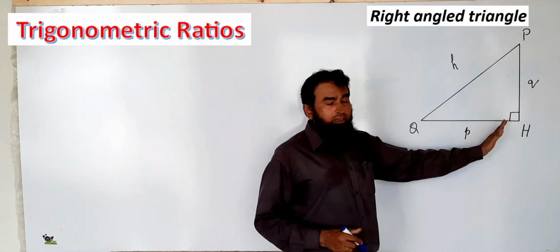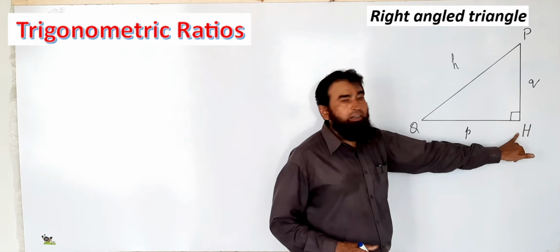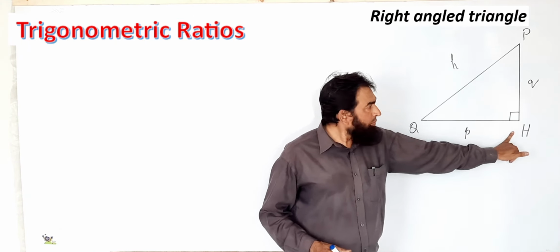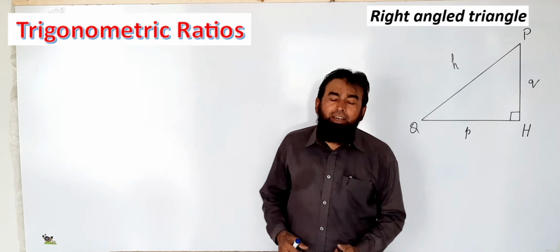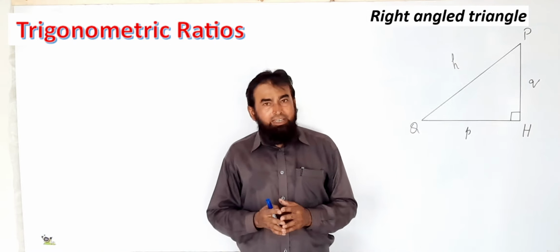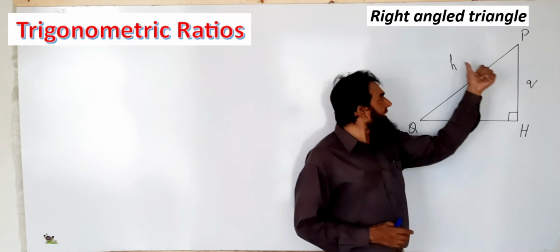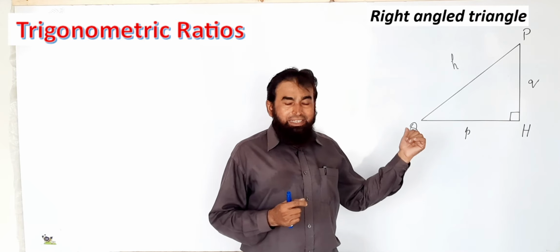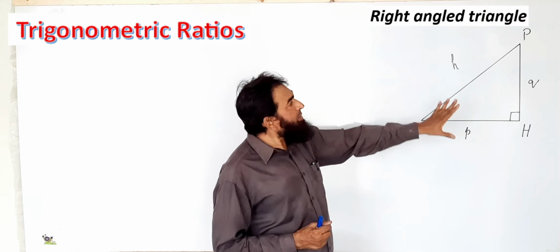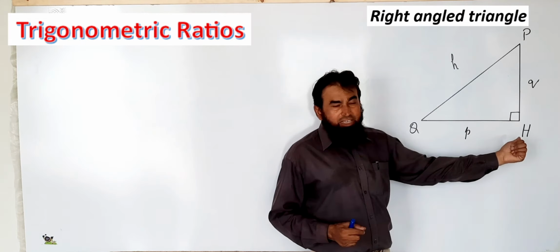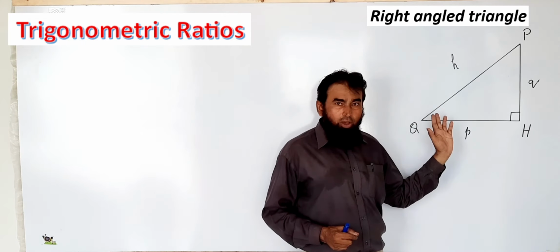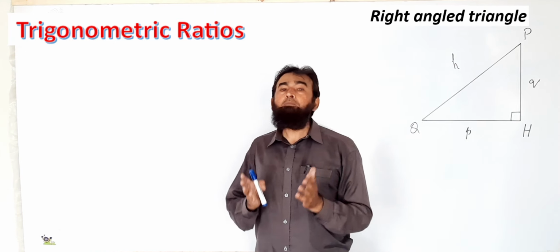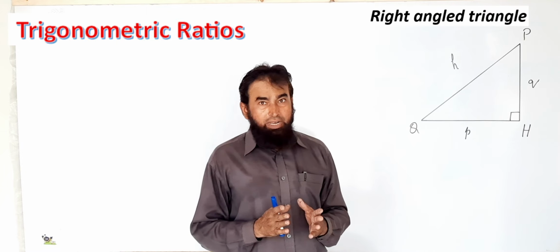Here I am taking a right angle triangle PQH. Here H is the right angle. Now capital P, Q, H represent the vertices of the right angle triangle, and small p, q and h represent the sides of the right angle triangle. So whenever I use capital P, capital Q or capital H, these represent the angles of the right angle triangle, and small p, q, h represent the measure of the sides of the right angled triangle.